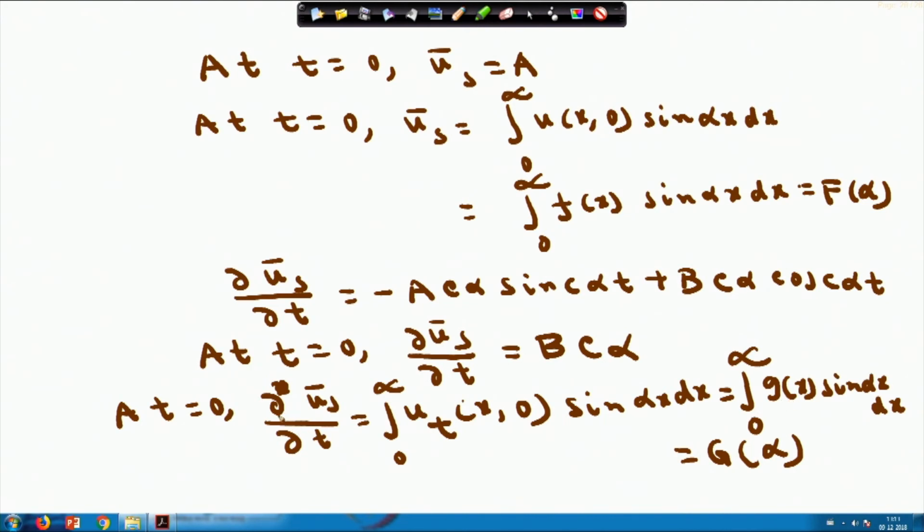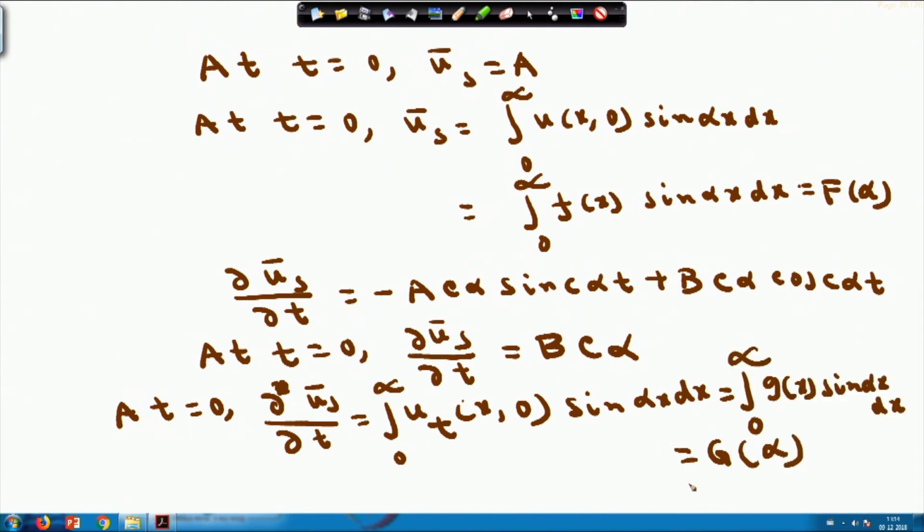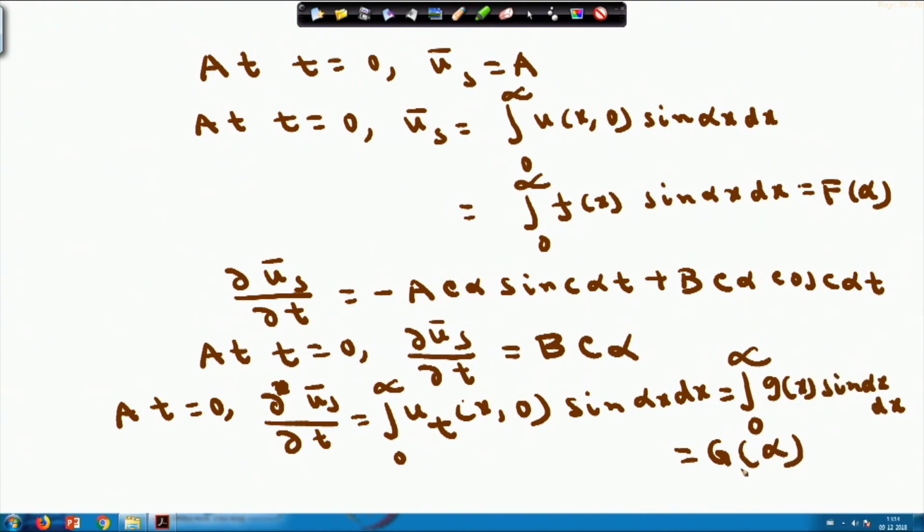Please note that the Fourier sine transform of u bar s is taken from 0 to infinity, and for u_t only this Fourier transform holds. The value of u_t is g(x), so that you can obtain capital G of alpha, which is nothing but the Fourier sine transform of g(x). Once I have obtained this, b will be equal to G(alpha) by c alpha, and a we have already obtained as F(alpha).